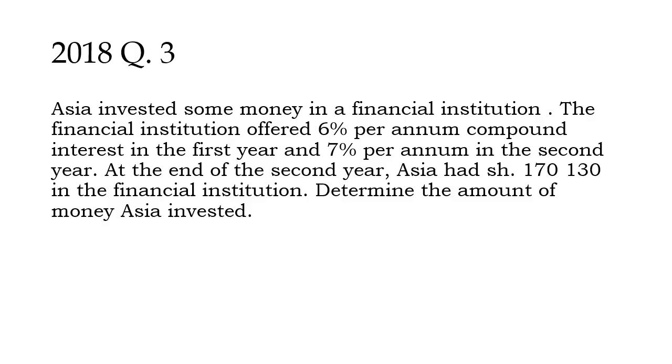So here we are asked about the principal. We have the amount after 2 years. The principal earned an interest, not a constant one. In the first year it earned 6%, in the second year 7%. So we need to calculate that principal.